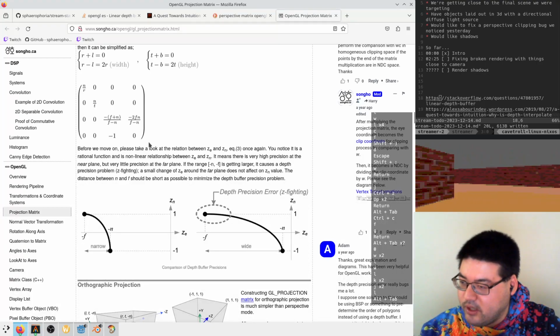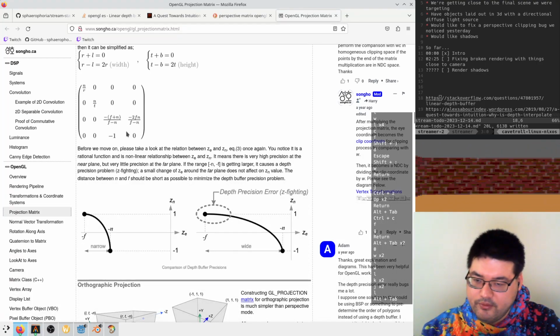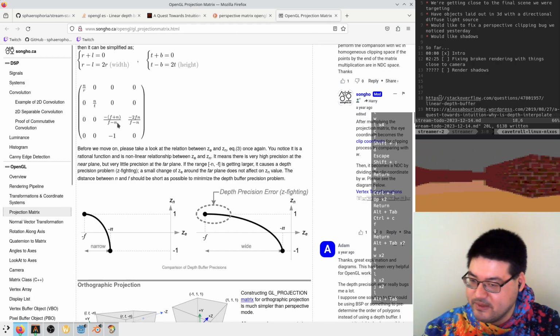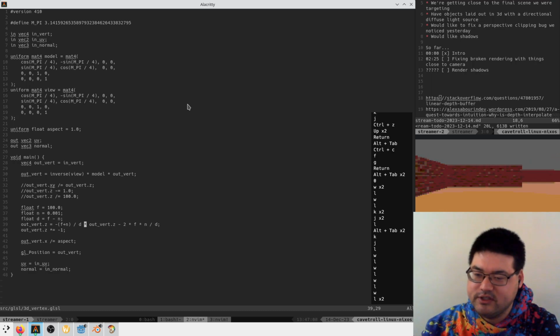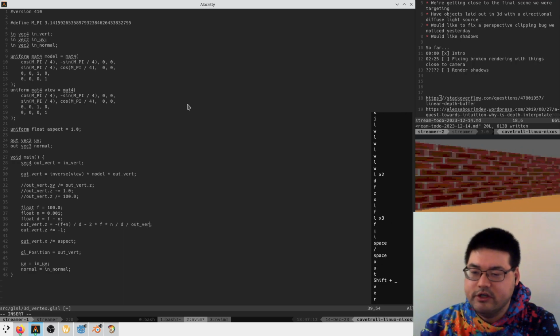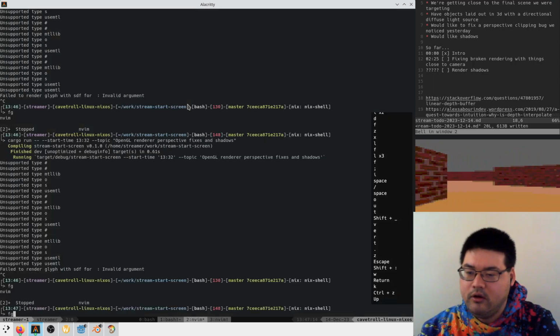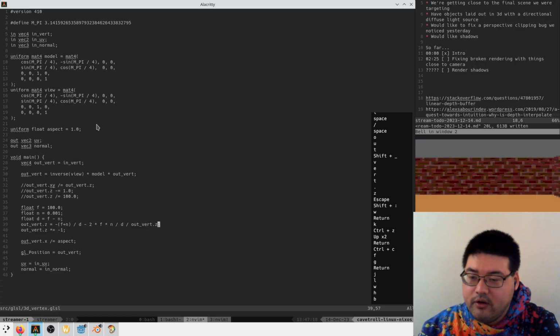They multiply their divisor term by z. If you don't understand these matrices, don't worry about it, just trust me here. So we have to divide both of these by z. So it's actually divided by outvert.z here, and that should be more reasonable if I got that right.